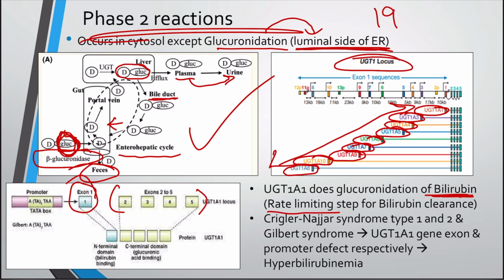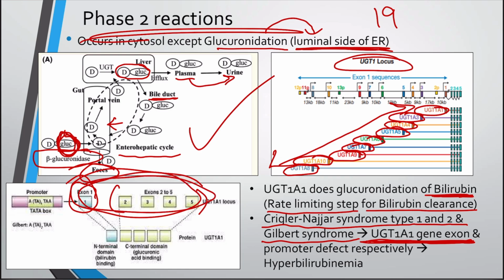one of the rate limiting steps for bilirubin clearance from the body, which is actually essential for the body. So if it is affected, it can lead to several syndromes. We have several syndromes like Crigler-Najjar syndrome type 1 and type 2, and we have Gilbert syndrome. In Crigler-Najjar syndrome type 1 and type 2, we have the problem in the UGT1A1 gene exon. So here the issue is present in the exon region in case of Crigler-Najjar syndrome, whereas in Gilbert syndrome there is a problem in the promoter region.